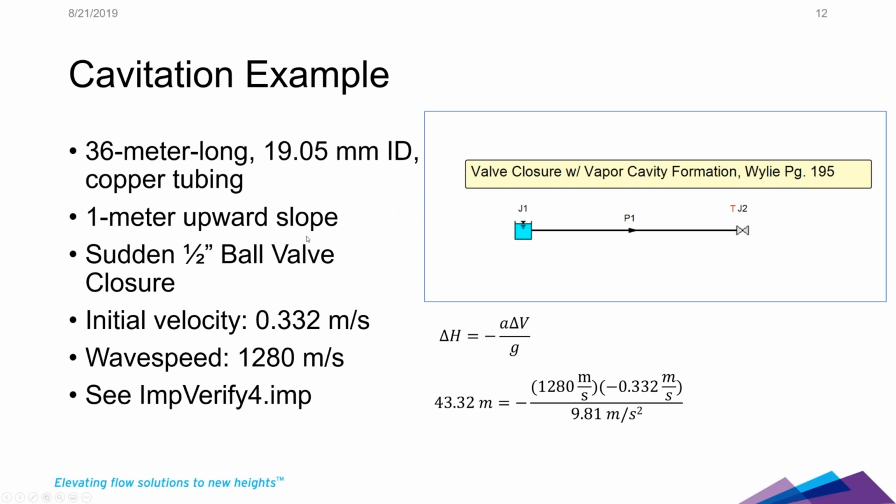So this is kind of your academic test case. We're going to close a ball valve suddenly. The initial velocity is 0.332 meters per second. Wave speed is given by the example, and we can actually calculate the head change. And this was an experiment that they actually carried out and measured data for, and we compared that to Impulse, and it matches up really well actually. For more information, check out the verification files. This is Impulse verification case 4.